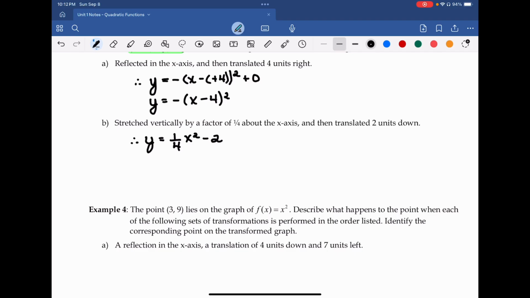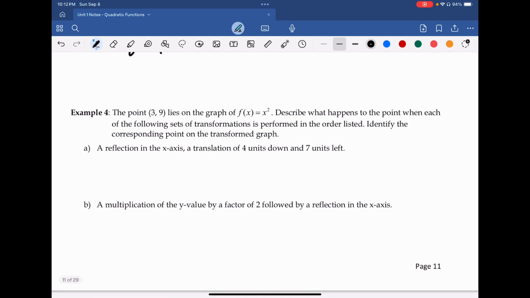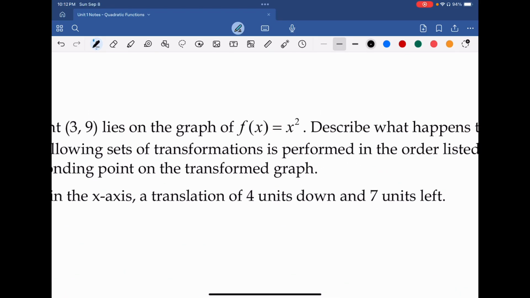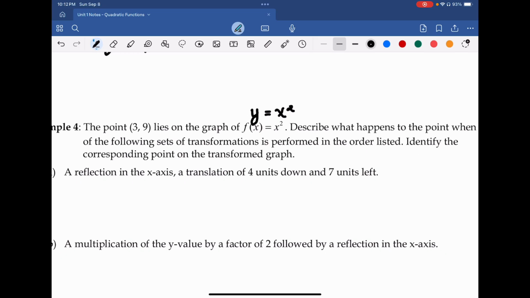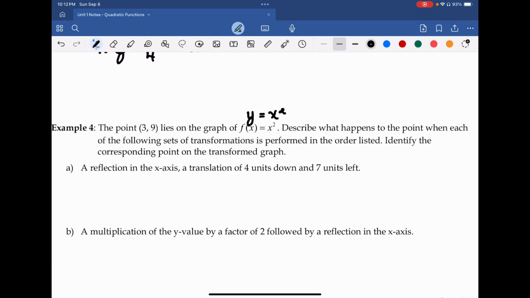All right. Example 4, we're going to look at an example where we have a point that lies at 3 and 9, and it lies on the original graph of y equals x squared. Remember, anytime you see f of x equals x squared, this is just another way of saying y is equal to x squared. So don't be fooled, f of x is just equal to y as well. It's the output variable. Describe what happens to the point when each of the following sets of transformations is performed in the order they're listed. Identify the corresponding point on the transformed graph.